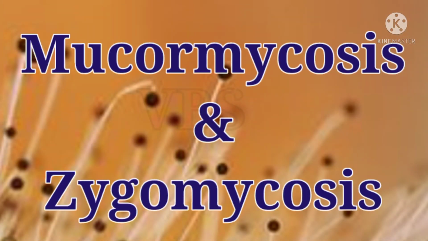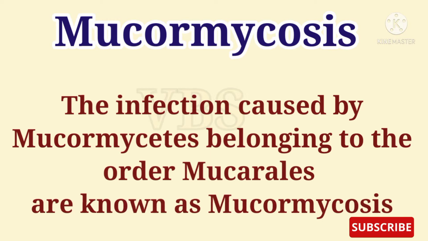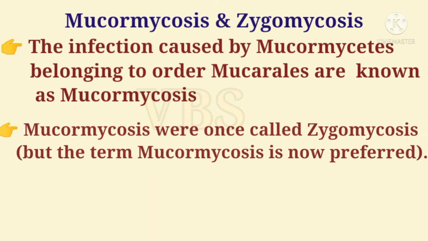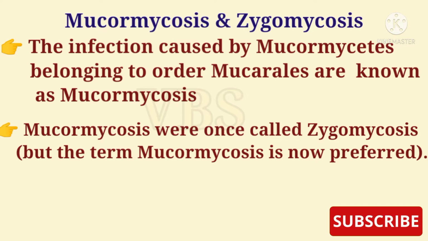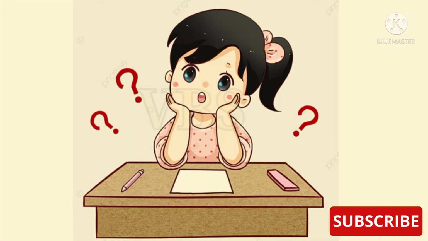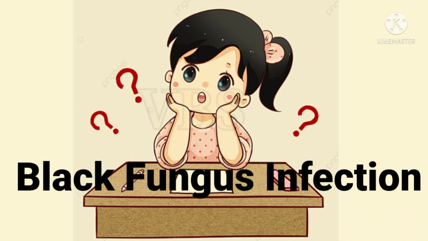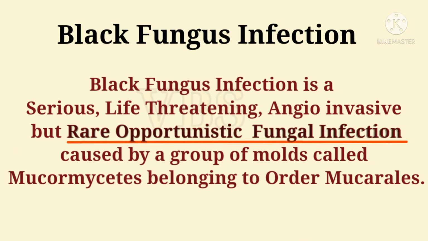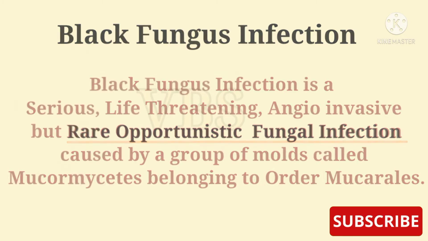Next, we'll see what is Mucormycosis and Zygomycosis. The infection caused by Mucormycetes belonging to the order Mucorales are known as Mucormycosis. Mucormycosis was once called Zygomycosis. Mucormycosis is also known as Black Fungus Infection. Next, we are going to see why we are calling Black Fungus Infection or Mucormycosis a rare opportunistic fungal infection.